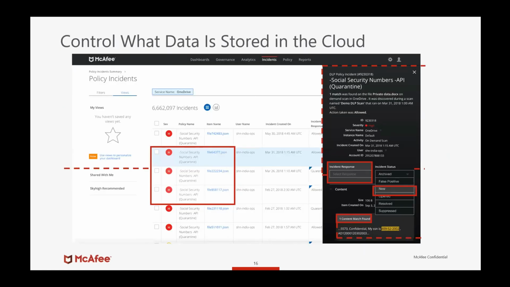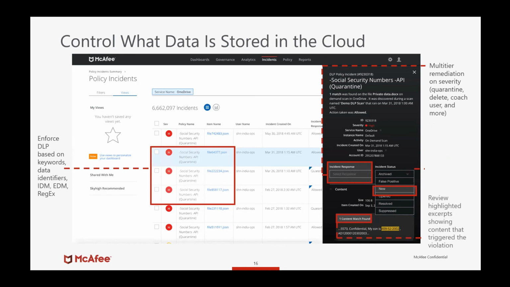Can we move to the next slide, Sanchit? So, control what data is stored in the cloud. It's a very simple thing. Extend your enterprise data protection to cloud services, both SaaS and IaaS and PaaS. Enforce DLP policies based on keywords and data identifiers, indexed data matching, exact data matching. So no matter what happens, the data doesn't change, right?